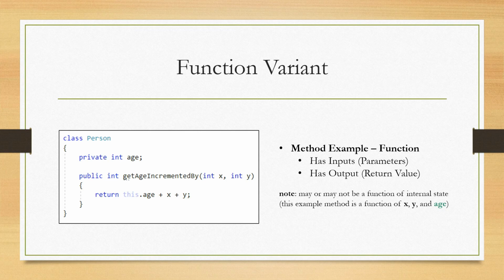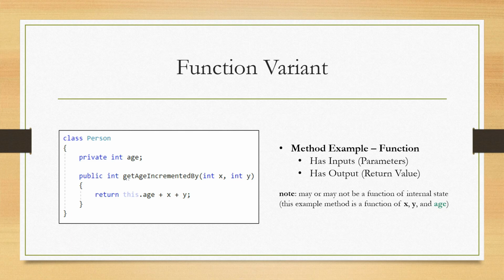So here are some of the different variants. Like I said, there's kind of an endless number of variants of methods, but here's the typical one that we're used to, the function, right? As you can see here, this is what we started off with already. The person has an age internally. That's part of the internal state. And you can ask this object, hey, I want you to give me your age incremented by this number as well as this number. So two numbers. And as you can see in the body, it says return this dot age plus x plus y. So once again, this is a function.